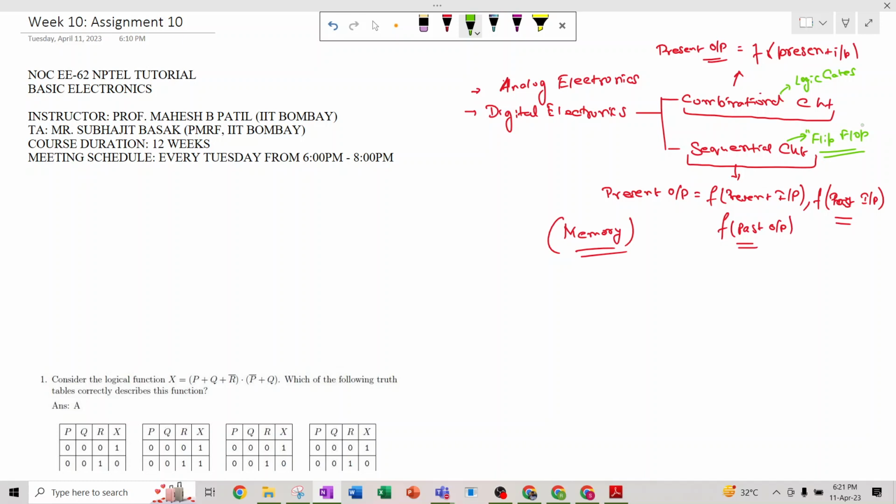The sequential circuit is based on the clock. After each clock pulse the output changes, but the combinational circuit is not based on the clock. In this week 10 assignment, we will focus only on the combinational logic circuit first, and then in the next lecture, the week 11 lecture, we will move on to the sequential circuit.